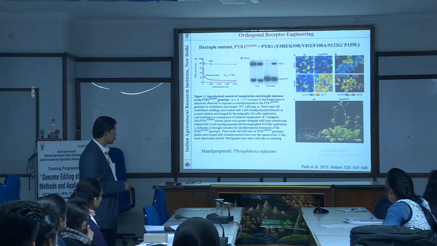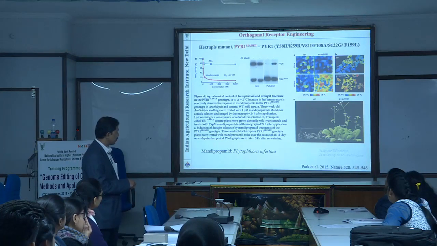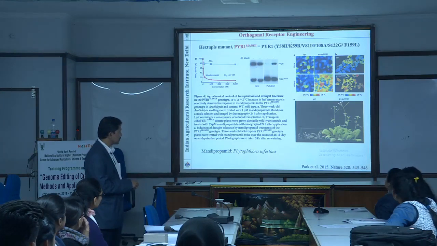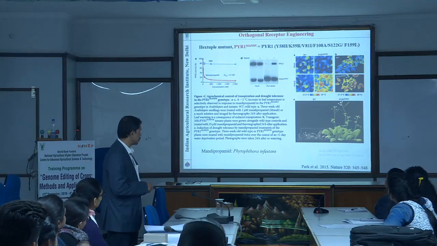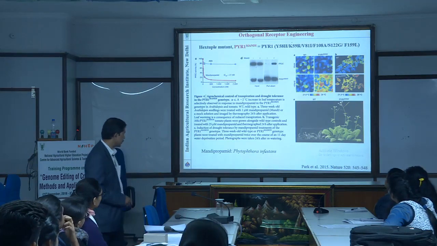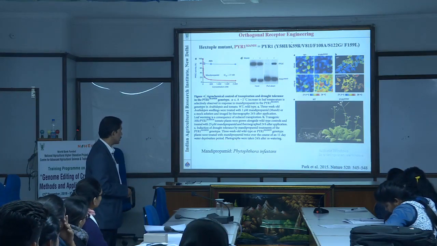When you spray this fungicide on the plant, the plant closes its stomata. You can see this is the thermal image, and if the stomata are closed, you can see a rise in temperature. When they sprayed it on this Arabidopsis or tomato plant, it closes the stomata, and it also gives excellent stress tolerance.